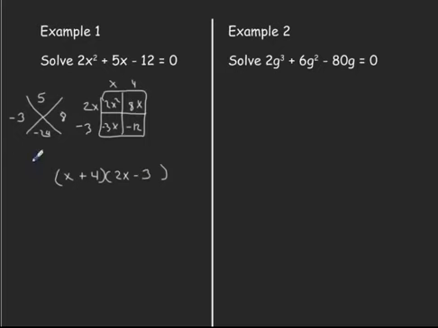So there's the factoring. Now we're going to set that equal to 0. Now it's time for the zero product rule. We set each one of these equal to 0 and solve. X plus 4 equals 0, subtract 4 from both sides, and I get x equals negative 4. And in this one, set 2x minus 3 equal to 0, add 3 to both sides, divide by 2, 3 halves, or 1 1/2.